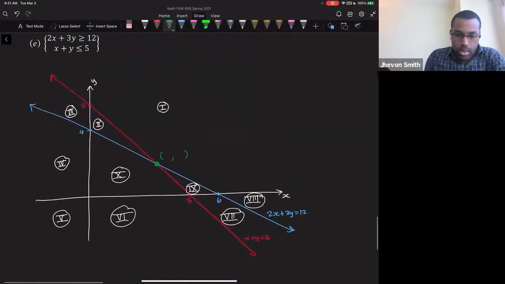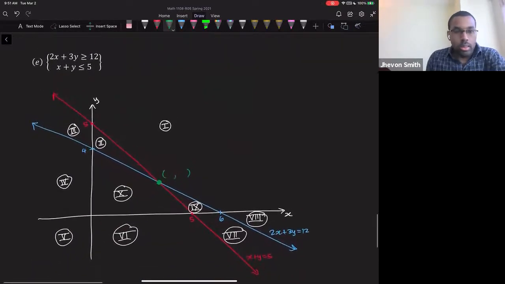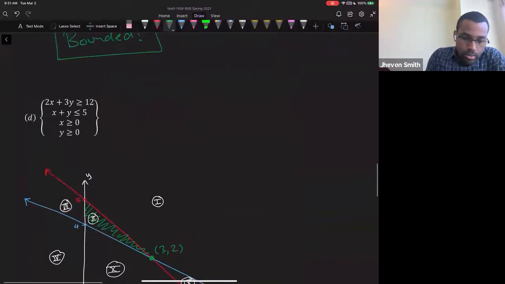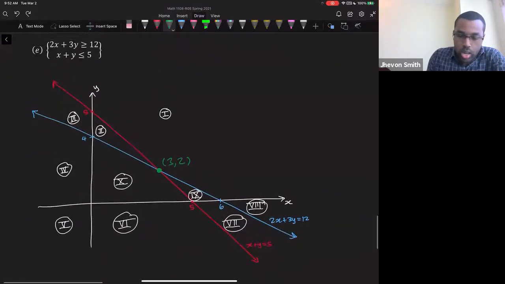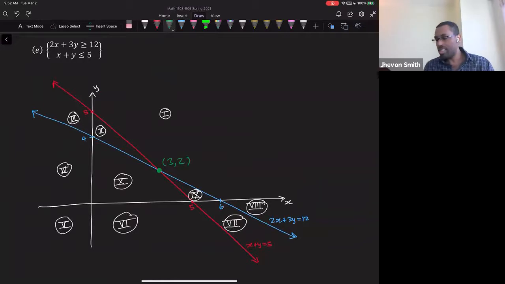Okay, and now here's this one. I want you to notice that the equations x greater than or equal to 0 and y greater than or equal to 0 were removed, which means we're no longer confined to the first quadrant. The x and y axis will not be a boundary for us. So which one solves that?